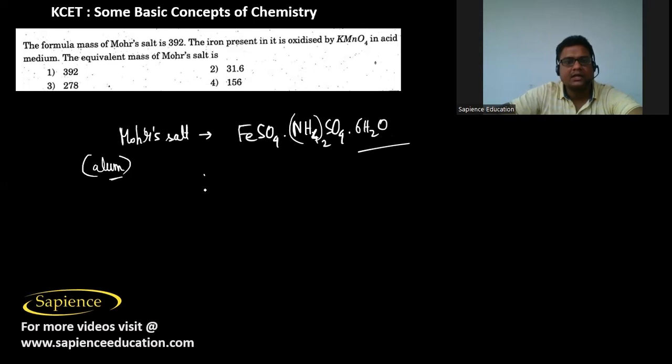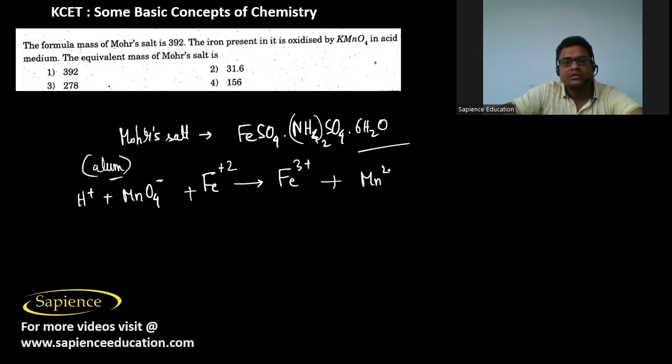So here it is told the iron present in it is in the +2 state, meaning the ferrous state. That is oxidized by KMnO4. It means it is oxidized to Fe3+, and MnO4 minus ion in the acidic medium will be reduced to Mn2+ ion. The equivalent mass of Mohr salt is?